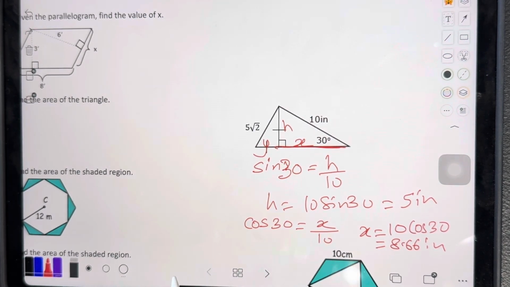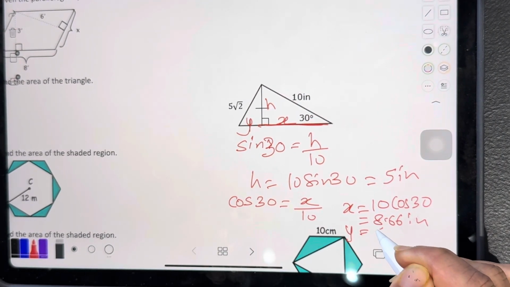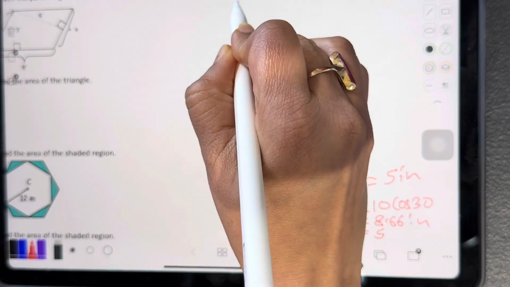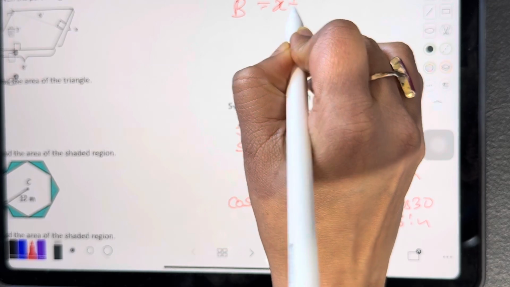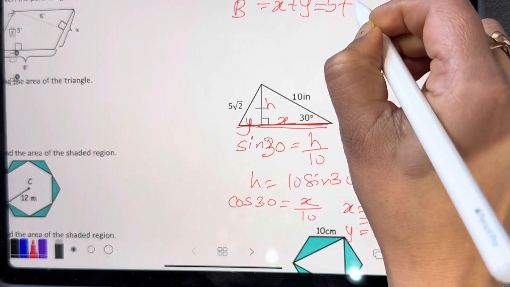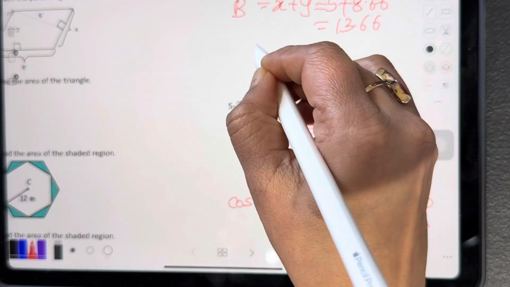You can see h and the bottom, this is same. So y is same as h, which is 5. So if I add, it is the whole thing. X plus y is the base. Base is x plus y, which is 5 plus 8.66. So 13.66, and height is 5.